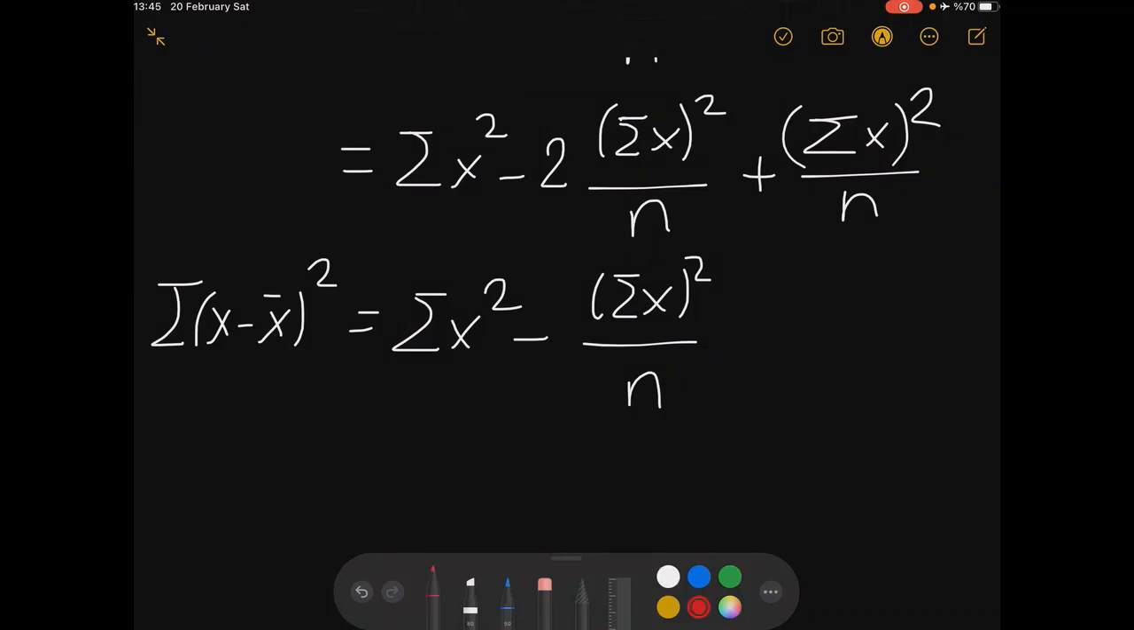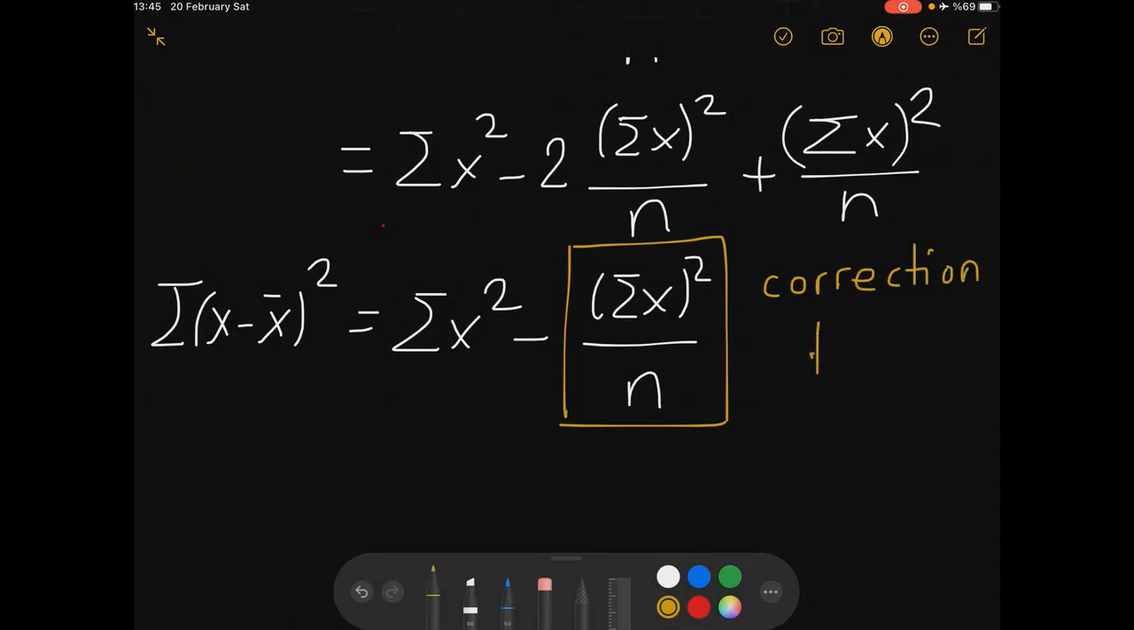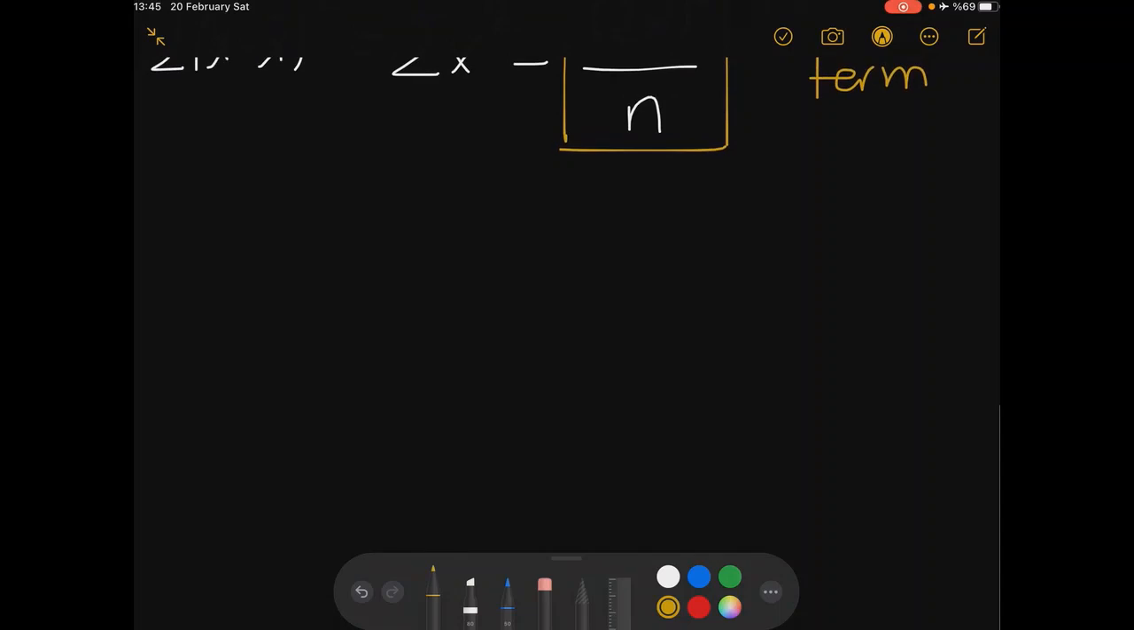And it is much more practical to calculate, and this part of it has a name, which is called the correction term, okay? This will help us to make the calculations in an easier way. Now let's try to solve an example and let's use it together.